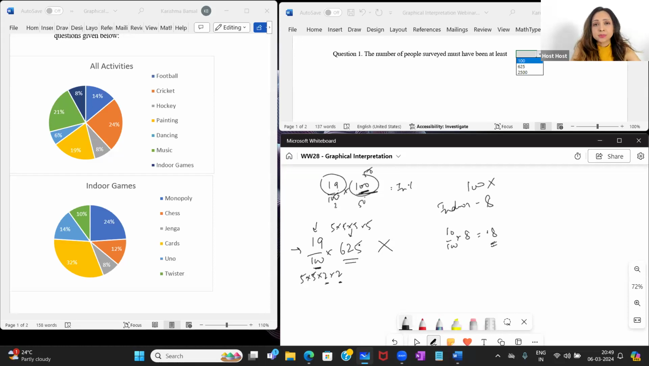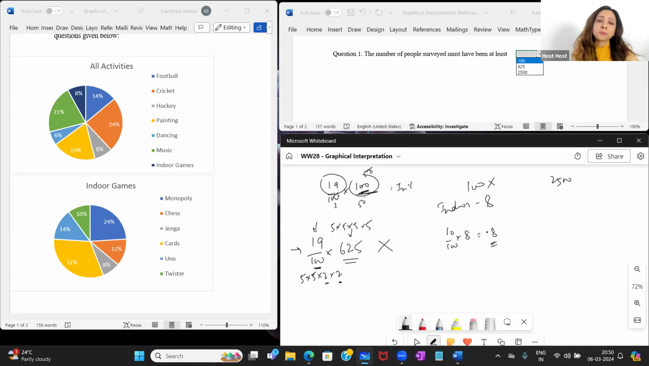And just keep it in mind, right? In GMAT, they say that each question is independent of the other question. So you do not need data from the previous question to solve the next question, of course. But in case it comes in handy to reduce your calculations, just keep in mind that the number of people surveyed is at least 2500. So I got my answer as 2500.